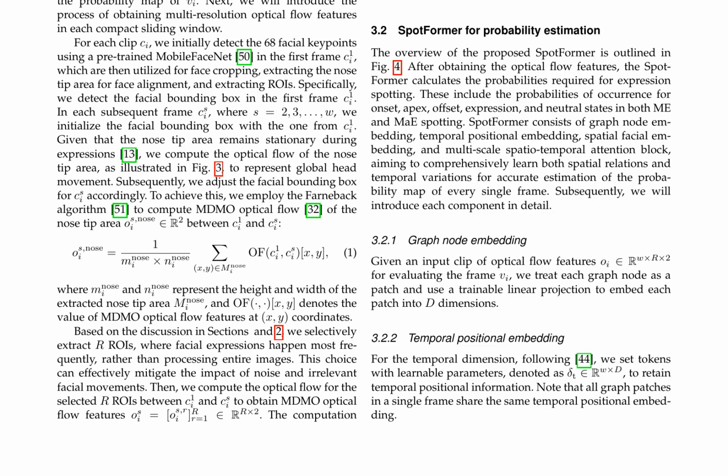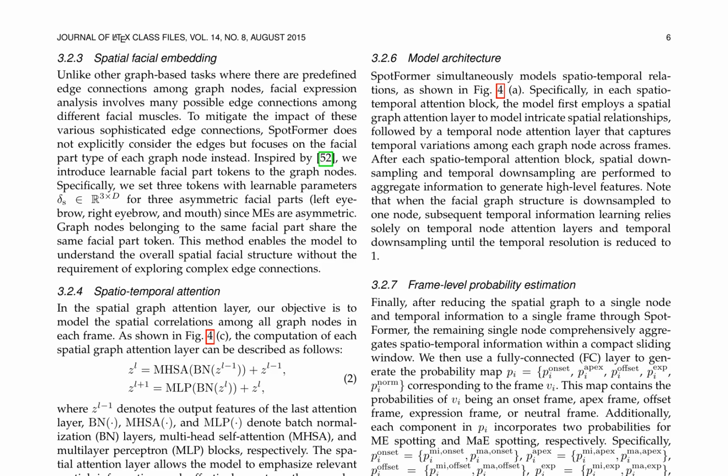The multiscale spatio-temporal attention block is designed to extract both coarse and fine feature representations across different scales. The block consists of a spatial graph attention layer, a temporal node attention layer, and a multiscale feature learning module. The spatial graph attention layer models the spatial correlations among all graph nodes in each frame, while the temporal node attention layer captures temporal dependencies among graph nodes across frames. The model architecture simultaneously models spatio-temporal relations, employing a spatial graph attention layer followed by a temporal node attention layer in each spatio-temporal attention block.